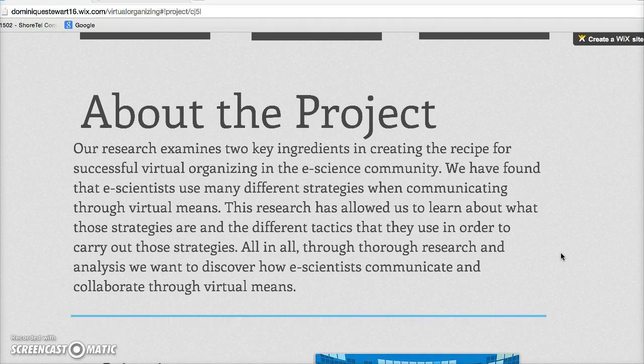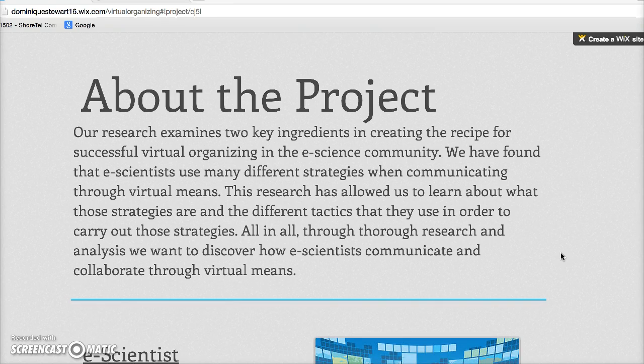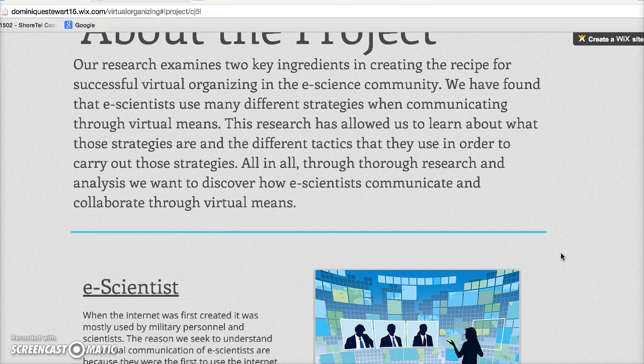This research has allowed us to learn about what those strategies are and the different tactics that they use in order to carry out those strategies. All in all, through thorough research and analysis, we want to discover how eScientists communicate and collaborate through virtual means.